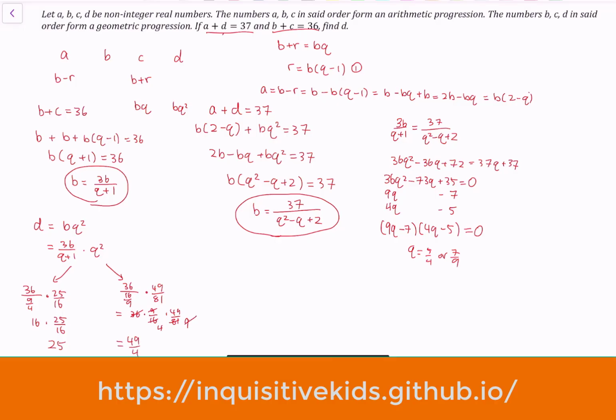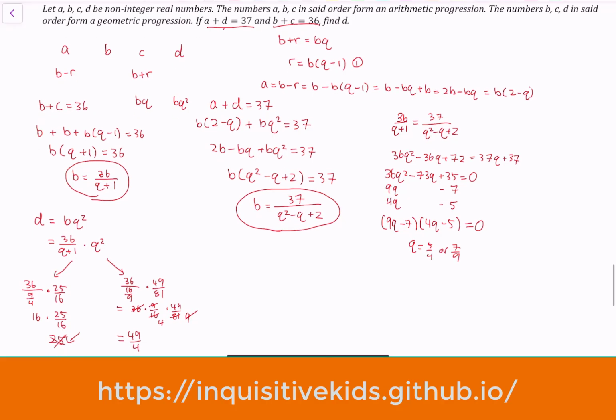The problem says that a, b, c, and d are non-integers. It means d cannot be 25. So d must equal 49 over 4 since that's not an integer. So our answer is d is equal to 49 over 4.